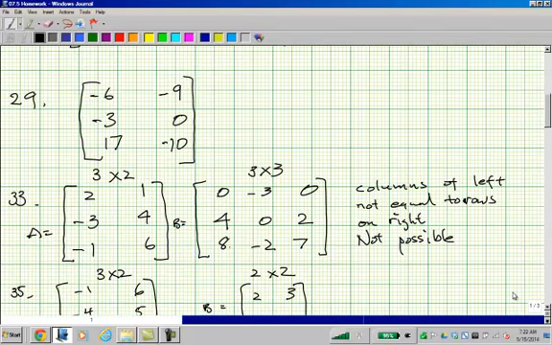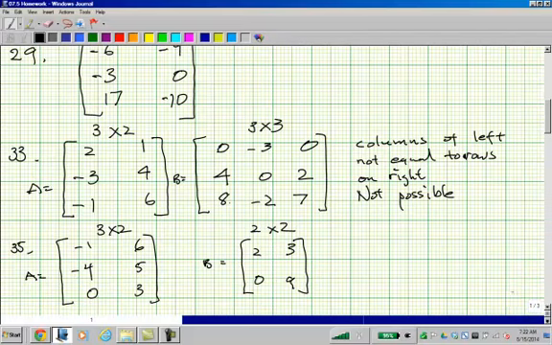Now, if you label the matrices, this matrix on the left, A, is 3 by 2 and B is 3 by 3. You can see the inside numbers should be equal if you can do multiplication. If you can do multiplication, the dimensions of the product are the outside numbers, rows, columns.